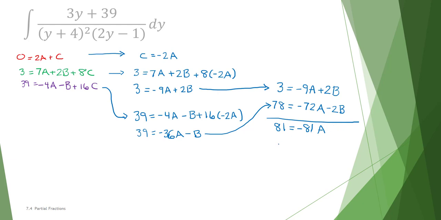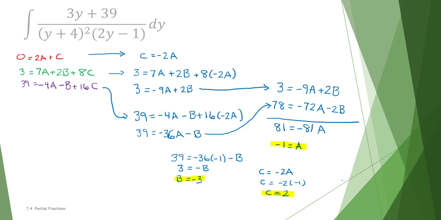Now I can solve for A. We get -1 for A. Then I can substitute -1 in for A here. We get 39 = -36 times -1 - B, which gives us 3 = -B, or B = -3. And remember I had C = -2A. I can substitute -1 in for A here and get C = 2. So A is -1, B is -3, and C is 2.